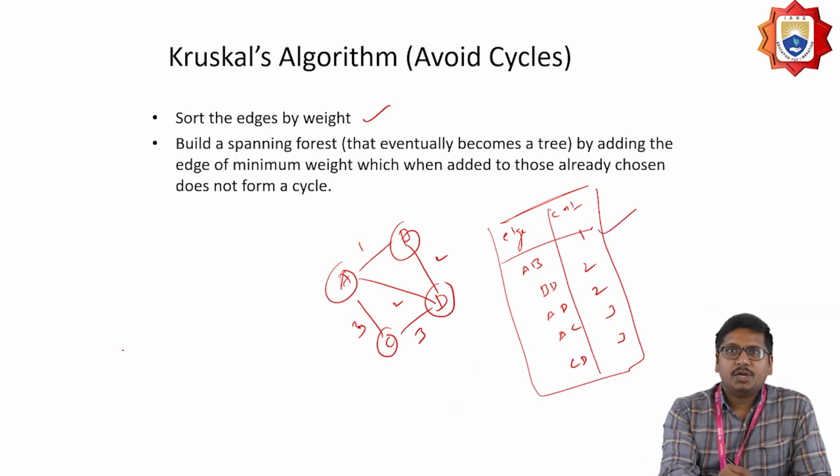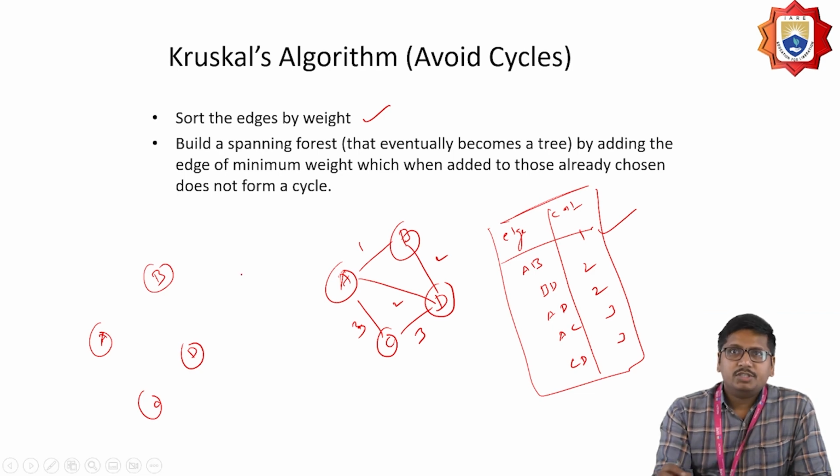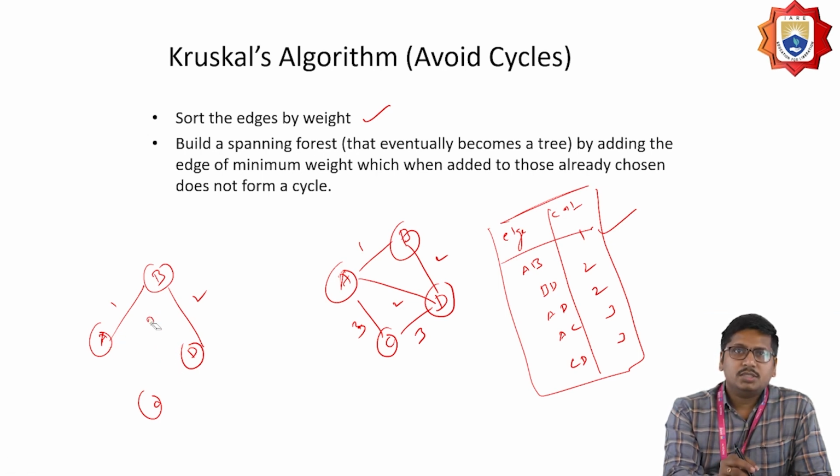So what is the first one? Usually I have to take the tree as empty, right? The first one is AB, so I fill in 1, and then BD, and then AD. If I add this AD, it is going to form a cycle, so that's why I do not consider this edge.